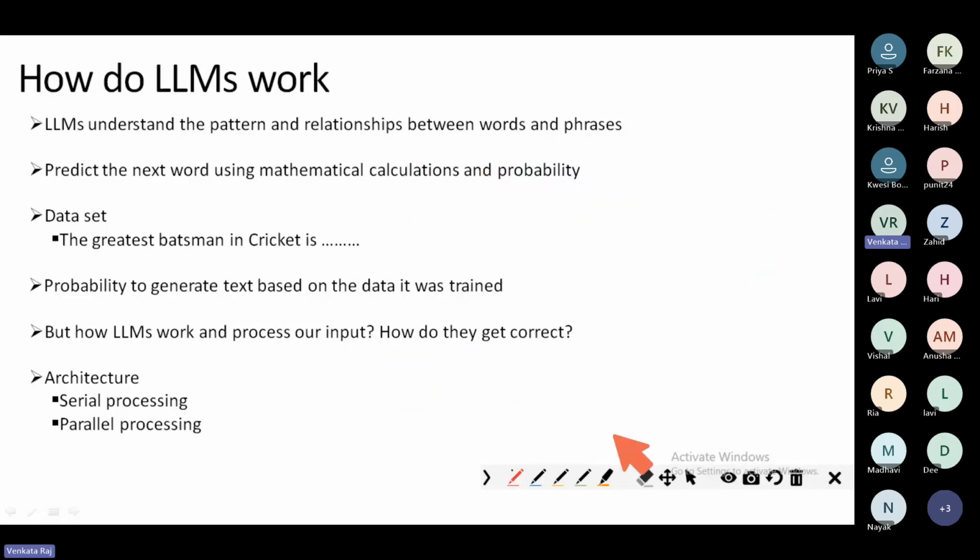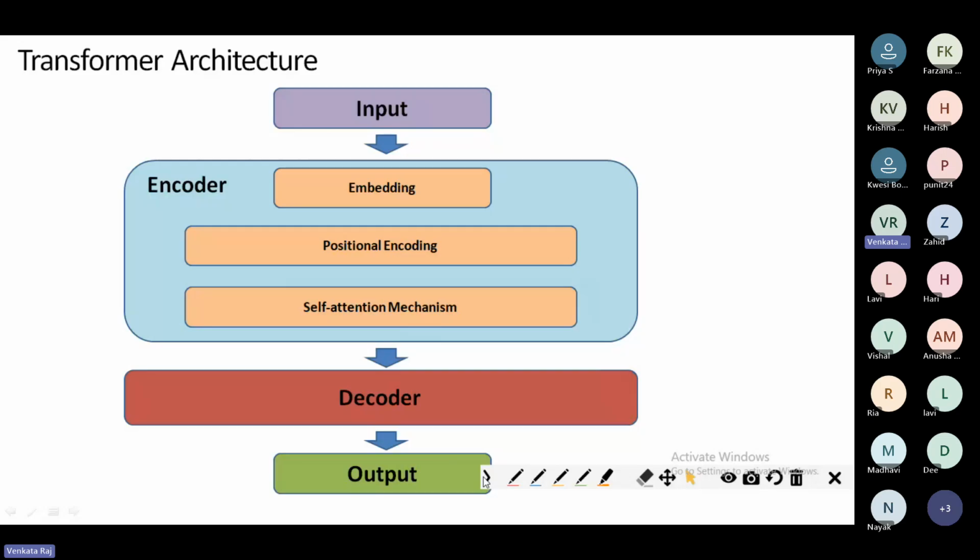Okay. So then moving on to the next. So guys, from the parallel processing, we have now evolved into the transformer architecture.